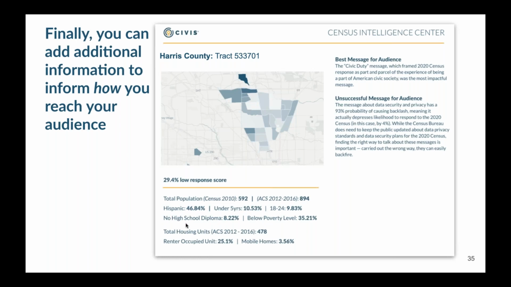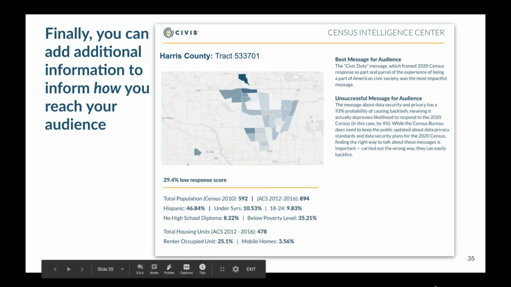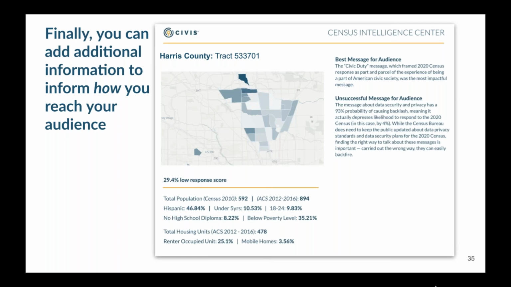So for example, what is the best message to use to persuade the people in a particular census tract to respond to the census? And also maybe what messages should we avoid because they're going to make people less likely to respond? We're not going to get into this kind of messaging today. It's going to be the subject of one of the future webinars, but we did want to show how this first set of information, just the locations and the basic information, can be built on to start really understanding your audience and how to reach them.